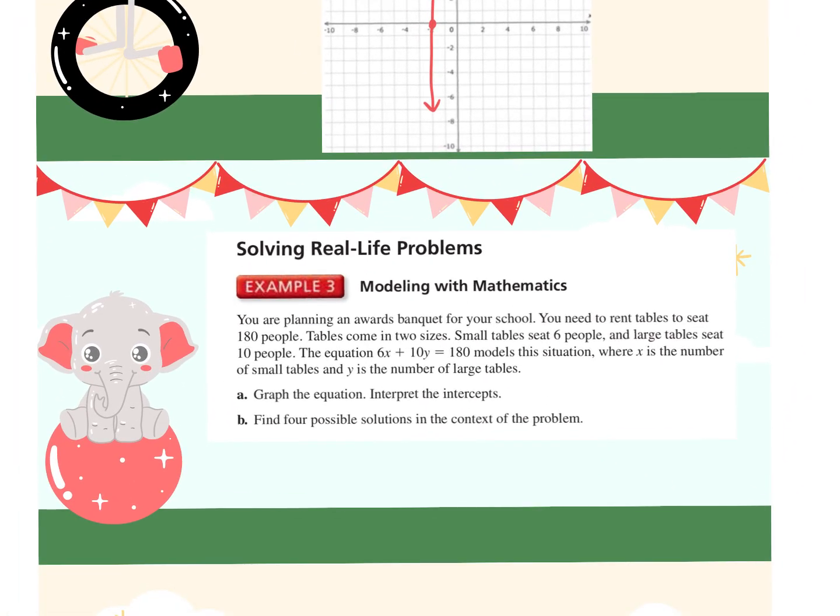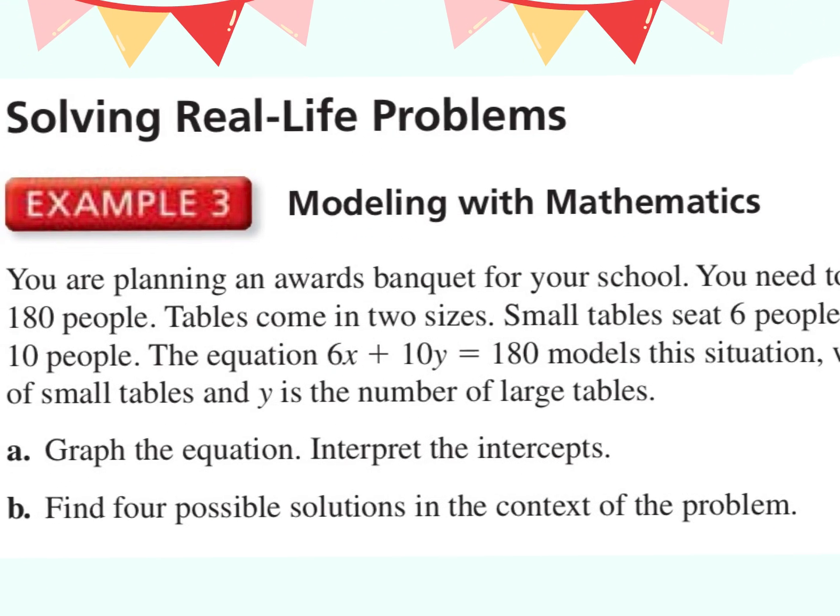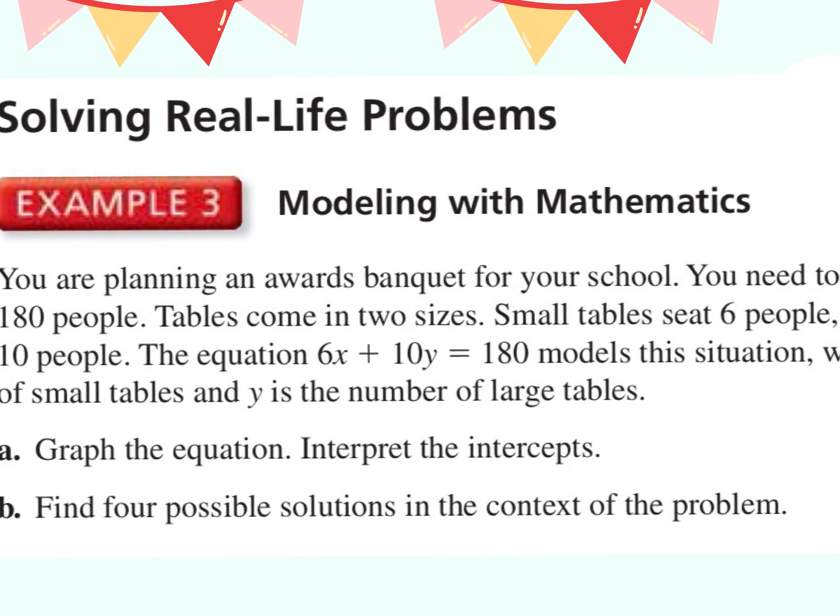Last thing we're going to do is a word problem. It says you're planning an awards banquet for your school. You need to rent tables to seat 180 people. Tables come in two sizes. Small tables that seat 6 people and large tables that seat 10 people. They give you this equation. You're lucky they give you the equation. Sometimes you have to come up with the equation. But they give you this equation, 6x plus 10y equals 180. Doesn't that make sense? Didn't we say one of the tables seats 6 people and one of the other tables seats 10 people and you're seating 180 people in all?